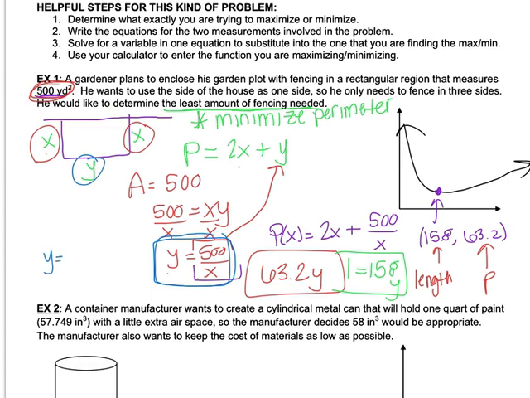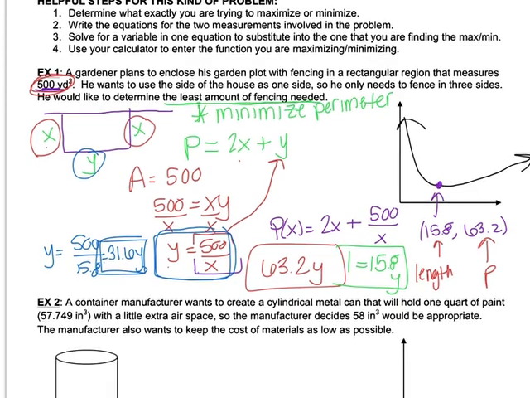So the y would be 500 divided by 15.8. So that would be about, let's see, 31.6 yards. So hopefully you can see in this jumbled mess, the minimum perimeter, 63.2 yards. The dimensions to get that perimeter would be a length of 15.8 yards and a width of 31.6 yards. So that is the solution to that problem.